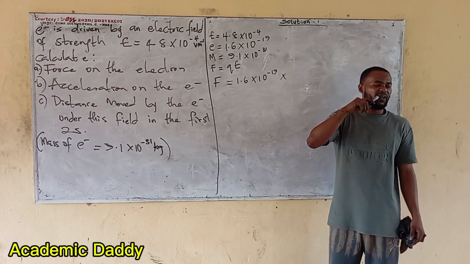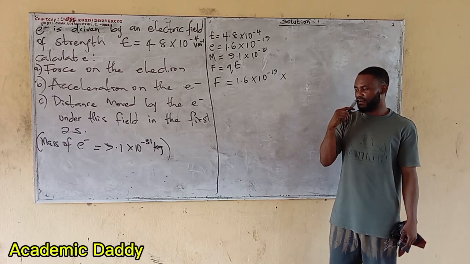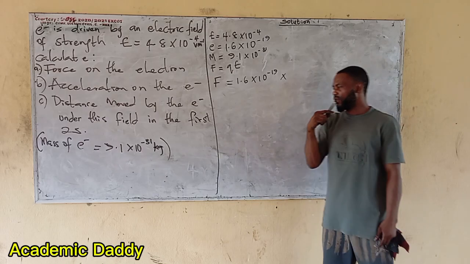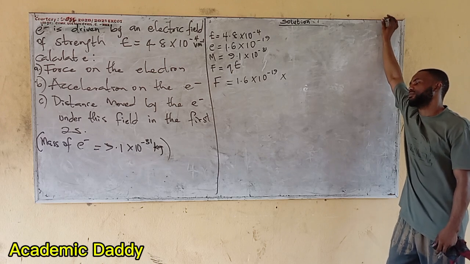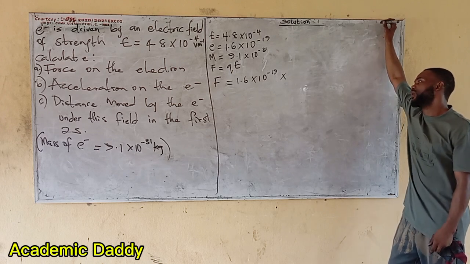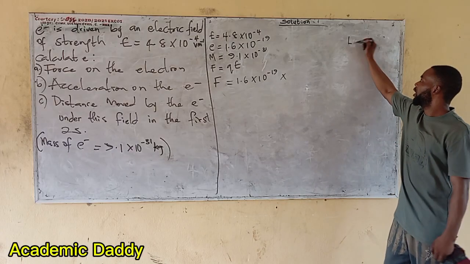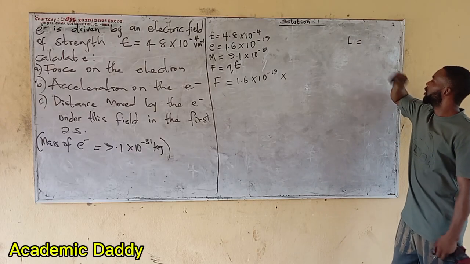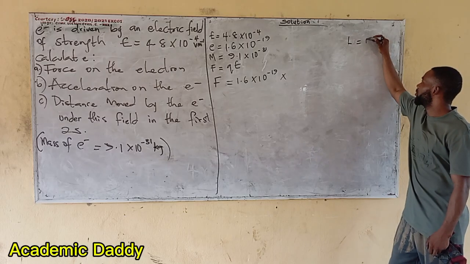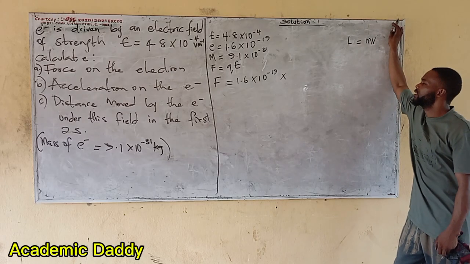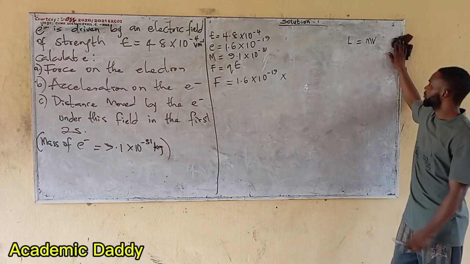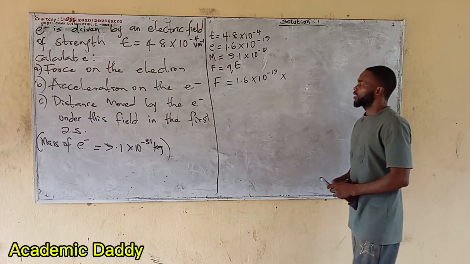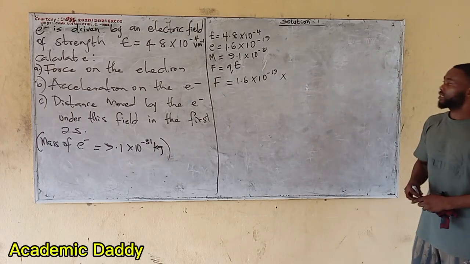The same thing with momentum, that is linear momentum, and that is mass times velocity. Momentum is always in product form as well. But density is always in ratio form.